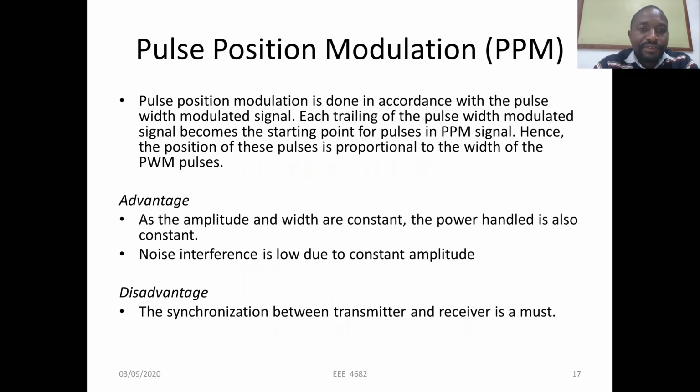Now, in terms of advantages and disadvantages of pulse position modulation, one of the advantages is that due to the constant amplitude and width, the power handled is usually constant, and also noise interference is low due to constant amplitude. It has one major disadvantage, which is that synchronization between the transmitter and receiver is a must, and this basically makes it a bit more undesirable.